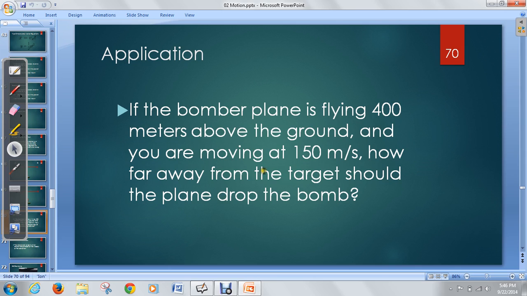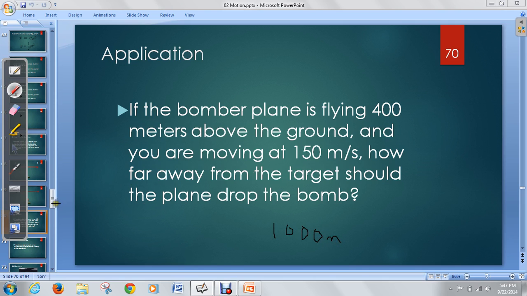So you plug it in, again, just like before, solve for time, solve for the velocity, or solve for the position, and there you go. You can figure out how far away from the target you should be. And I think if you plug this all out, you get something like 1,000 meters. I can't remember the exact number. But it's pretty far away.